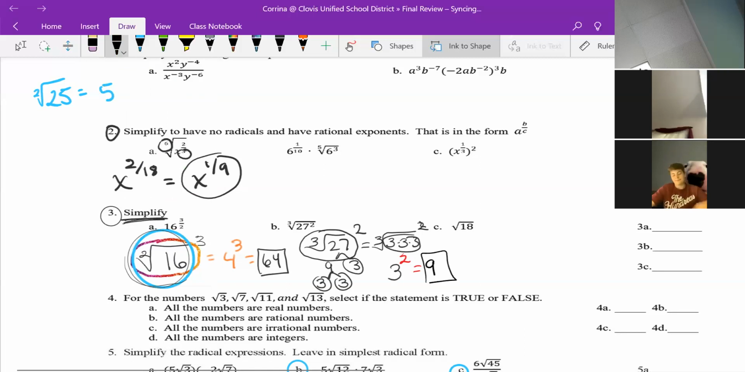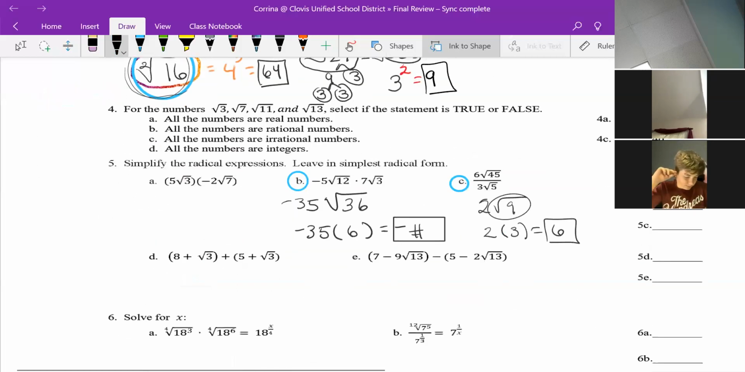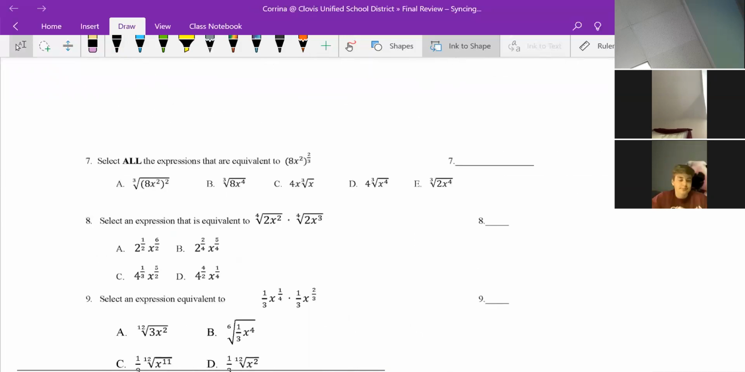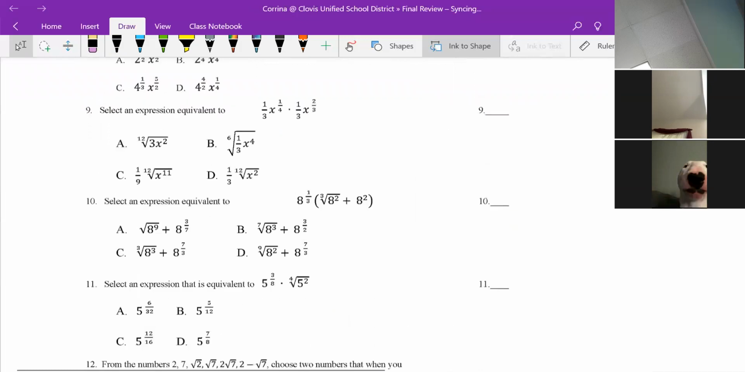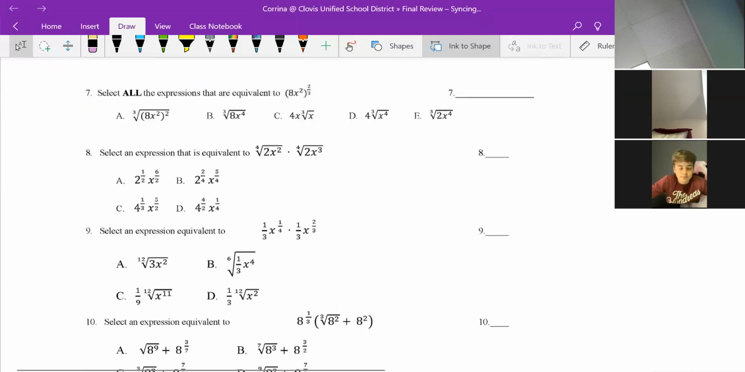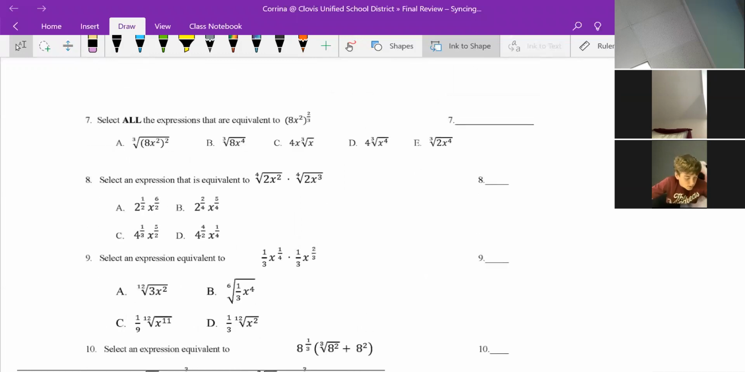Yep. Okay. Yeah, I'm good with that page. Okay. Any others? Nick? On that page? Yeah, Nick, any from that page? No, I'm good. You're good? Okay. So next page, 7 through 14. Any questions from that page? No.